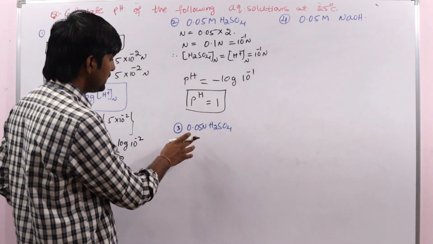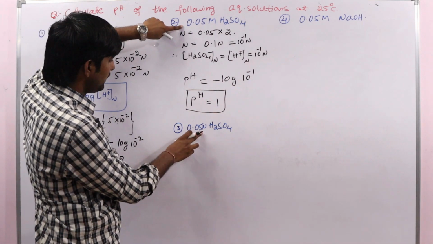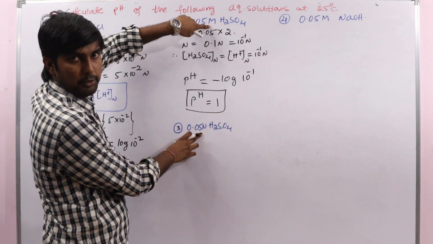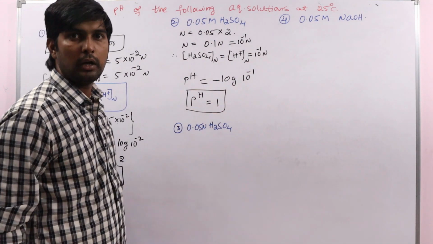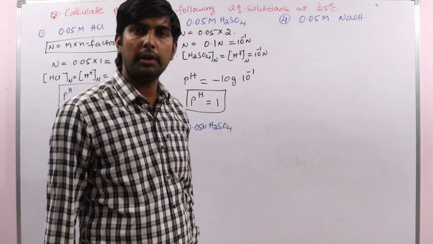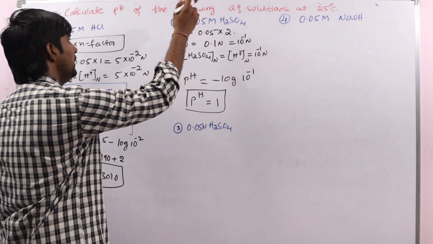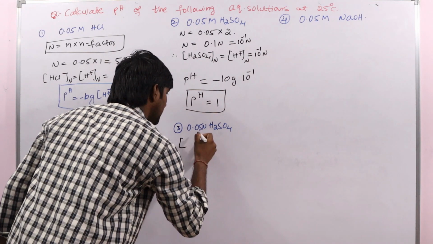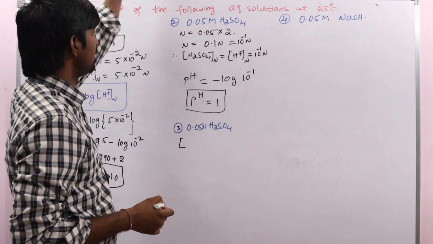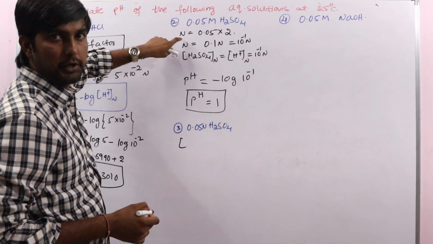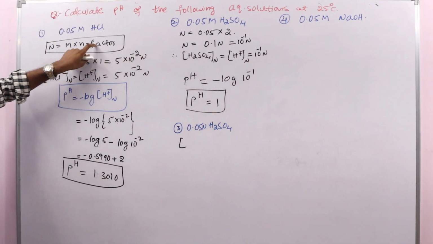Okay, now look at this solution. See the difference between these two. Here concentration is given in molarity, here concentration is given directly in normality. There you should be very careful. Okay, so here we can directly use this one, yes or no, since it is given in normality, but here molarity is given, so that's why first we converted to normality by using this relation.